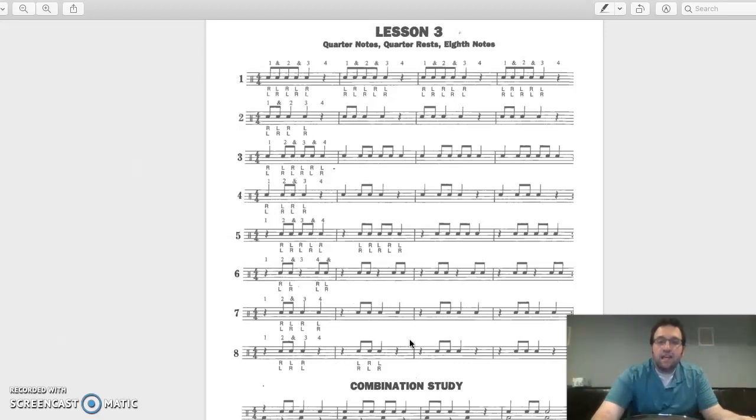So I want us to click and count the first 2 measures right up to here. And we're going to have to count 2 rests in a row right here, 4 and 1. All right, and you're going to feel how long that rest is. So let's click and count. Number 8, the first 2 measures. 1 and 2, and here we go.